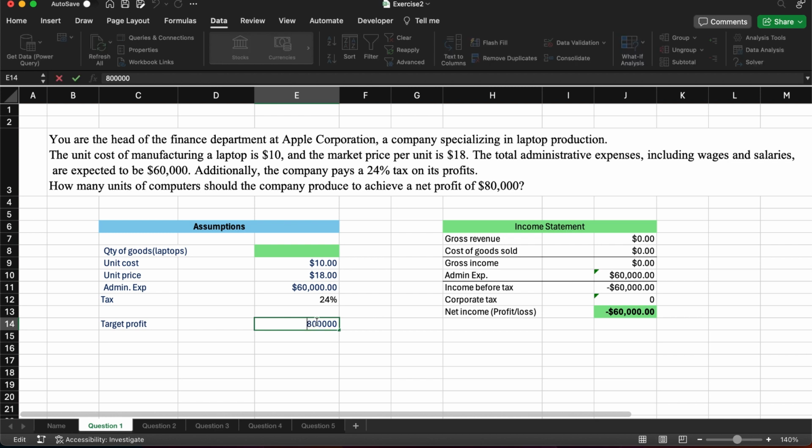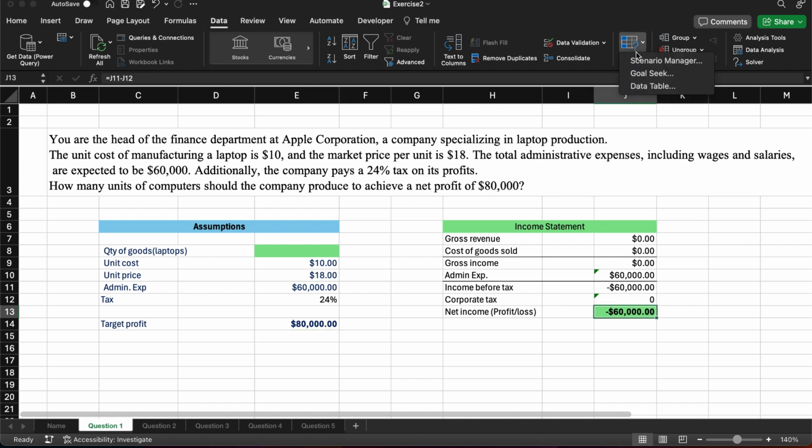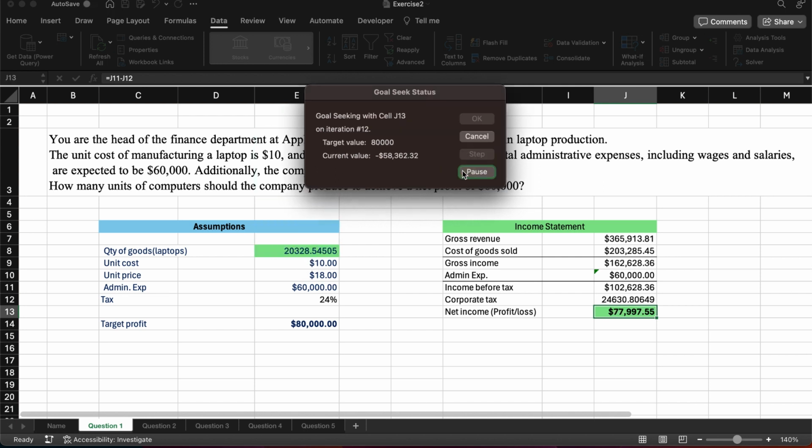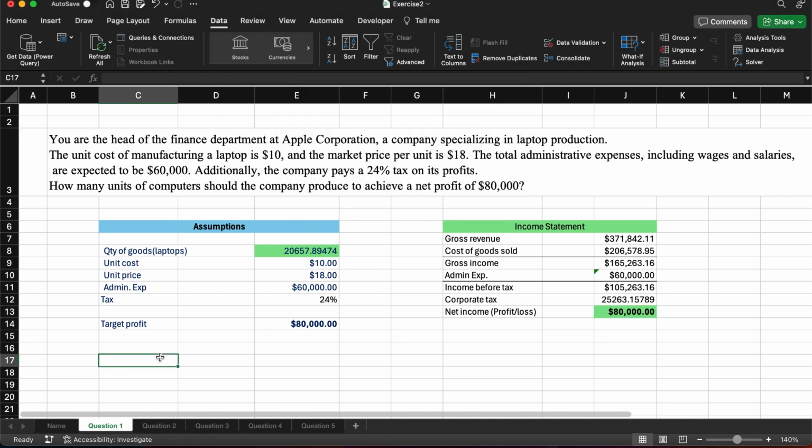It's under Data. Once you click on Data, you go to What-If Analysis, and we look for Goal Seek. So the set cell is our target cell, the cell that we want to achieve that value, and the value that we want to achieve is 80,000, by changing the quantity of goods that we want to produce. So we just click OK, and Excel computes it for us. So we can now conclude the company needs to produce this quantity. We have to round it up because we cannot produce decimals.